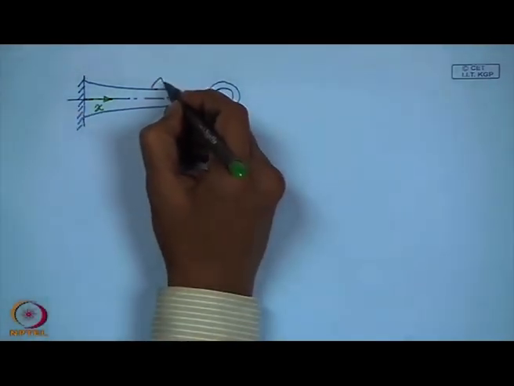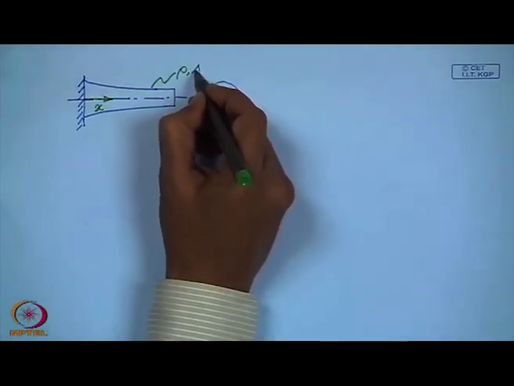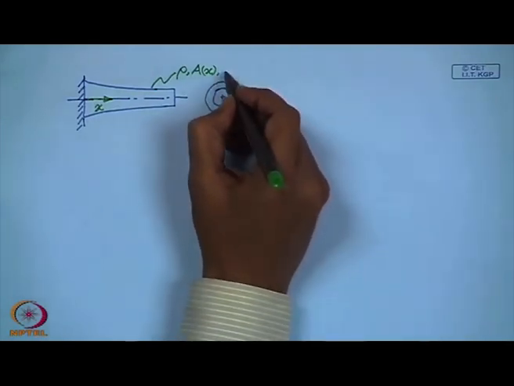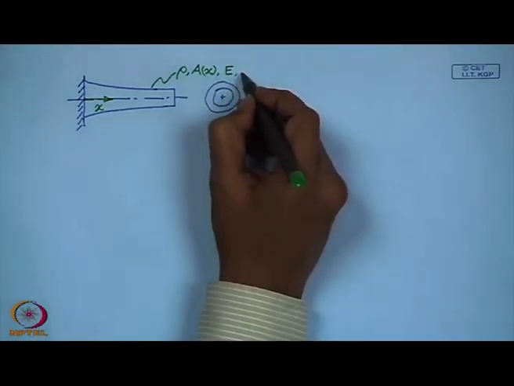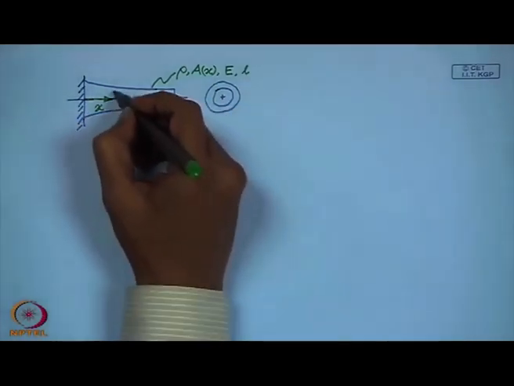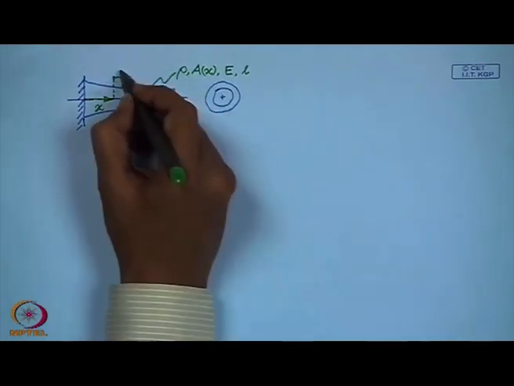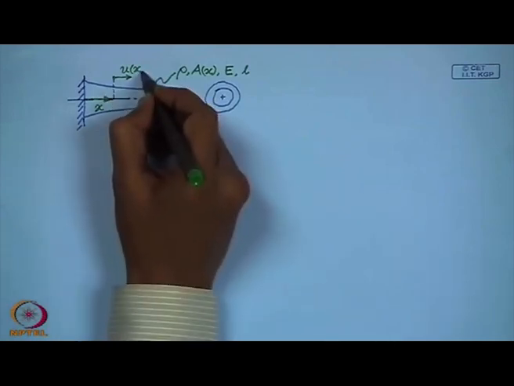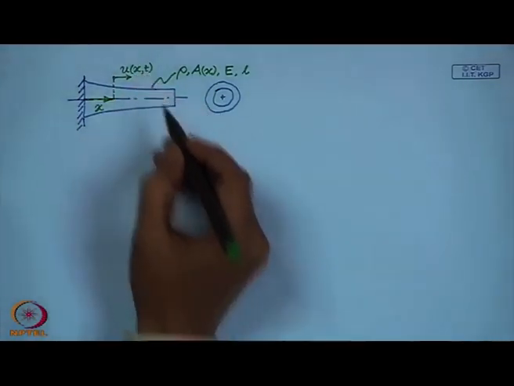So, this bar is made of a material of density say rho, has an area of cross section A, which may be a function of the spatial coordinate x, has Young's modulus E and has a length L. Now, at any location x of the bar, the displacement of the cross section in the axial direction is measured by this field variable u as a function of x and time t.